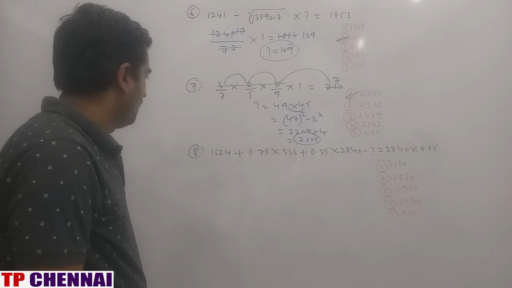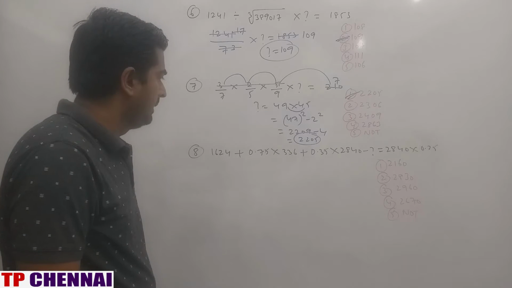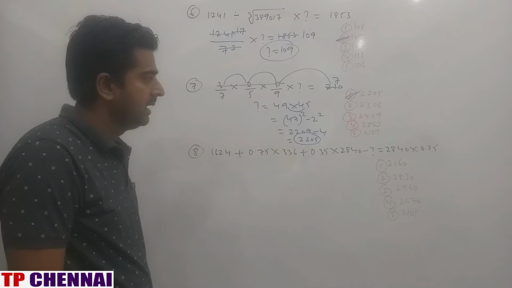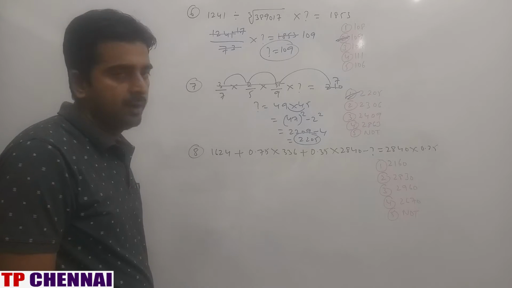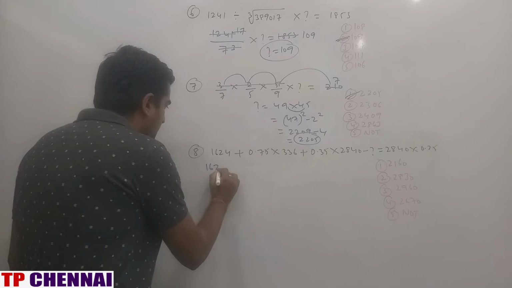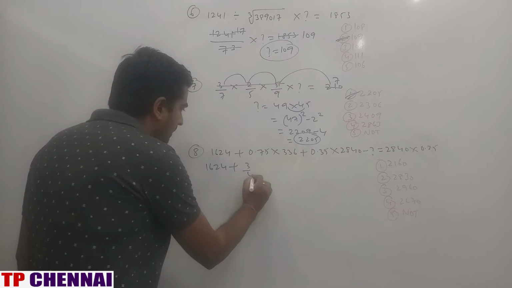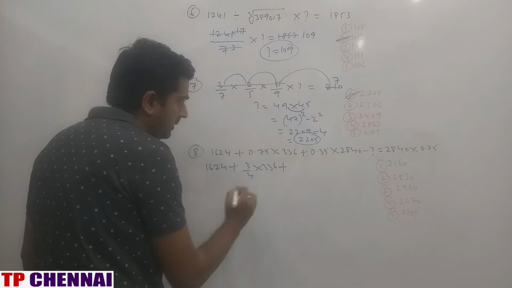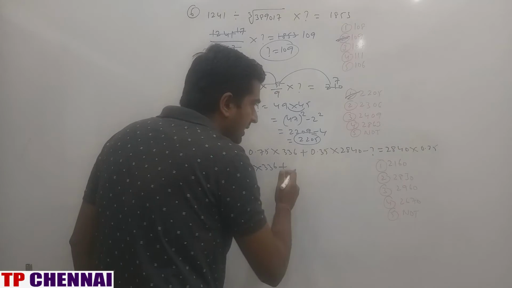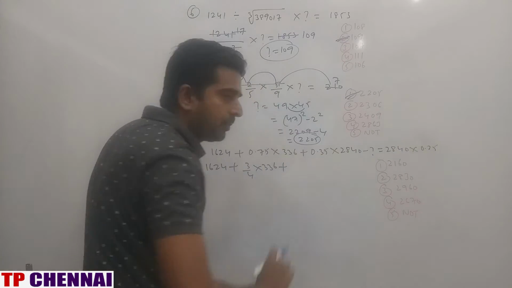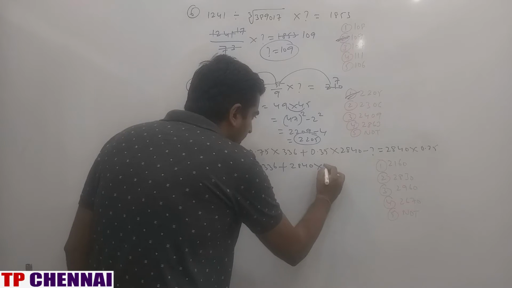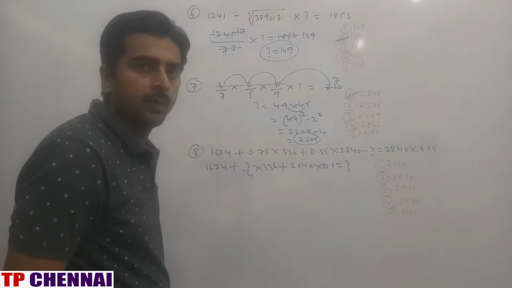Then 8th one, 1624 plus 0.75 into 336 plus 0.35 into 2840 minus question mark is equal to 2840 into 0.25. No need to get fear here, right? So this is 1624 plus 0.75 is 3 by 4 into 336 plus 2840 is here, 2840 is here. I am just transposing here. So 0.35 minus 0.25 is 0.10 is equal to question mark.